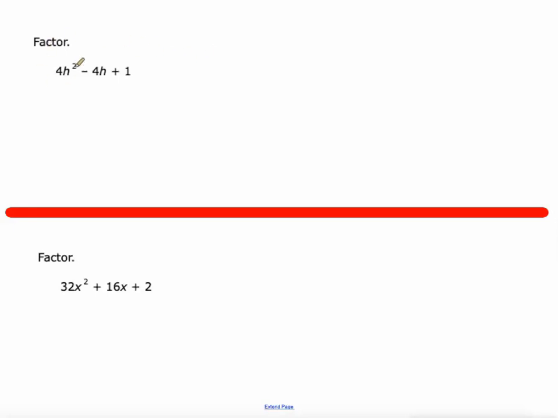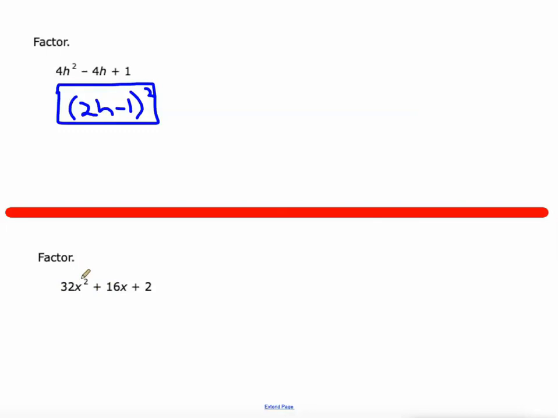Here's another one. The beginning and end terms are perfect squares, so maybe this fits the square of a binomial pattern. Let's check. Okay, the square root of 4h squared is 2h. The square root of 1 is 1. When you multiply 2h times negative 1, you get negative 2h. Doubled is negative 4h. And that last part's got to be true for this to be factored like this. If that was anything other than 4h, we'd have to use a different method. All right, so that works great there.